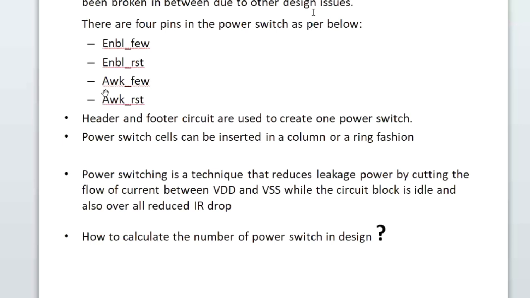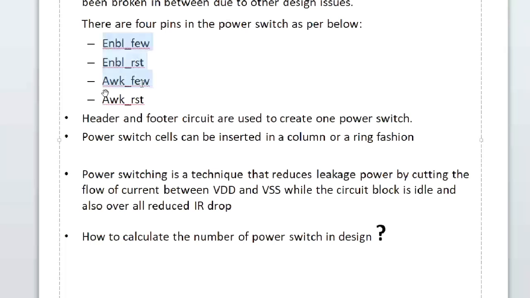So we have to connect them: enable fewer should be connected with the enable fewer signal, and enable reset should be connected with the enable reset. If we do so, then if the power switch chaining is broken, we can re-establish the power chaining with the help of those pins by connecting them. So these are the control signals which are defined in the UPF.